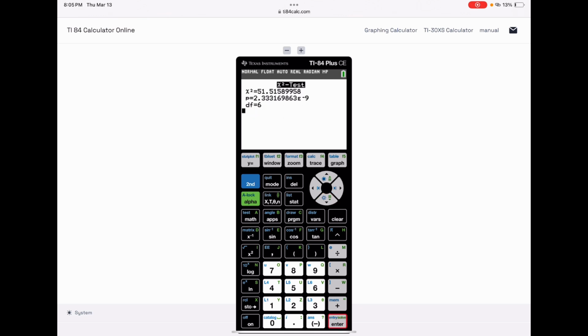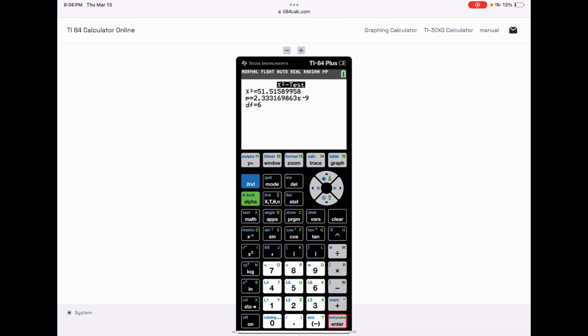And lo and behold, I have my chi-squared and my p-value. Please note that it is 2.3 times 10 to the negative 9, so it's really 0.00000000023. So a very small p-value. Because it's so small and it's less than an alpha of 5%, which I haven't stated here, so we can presume it's 5%, we are going to reject the null. There will be convincing evidence for dependence between age range and preferred shipping method.